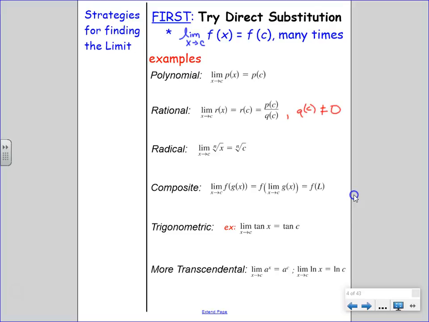If Q of c equals 0, we'll come back to it. Radical? We have to be careful, but only for domain, when it's an even root. If it's an odd root, do we have any problems? No. It can be for all c. It doesn't matter, because odd has a domain of all reals, remember, cube root of x. It's fine. If it's even, I have to be careful.